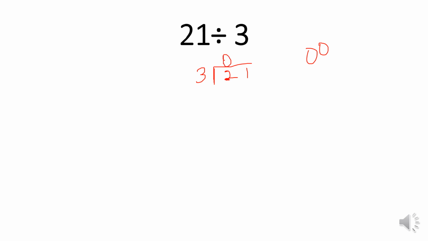Now we have to say 3 into the both numbers. 3 into 21. You can count in 3s until you get to 21. Alright, 3 can go into 21 7 times. Now we are going to multiply. 3 7s are 21. Take away. 1 take away 1 is 0. 2 take away 2 is 0. So 3 can go into 21 7 times.